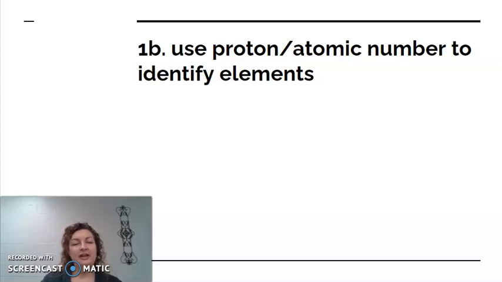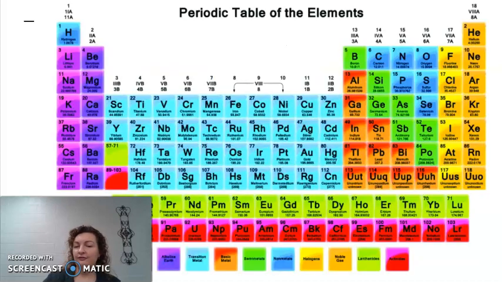So today we're going to look at 1B for our AKS portfolio. It says I can use proton atomic number to identify elements. So first off, if we look at our periodic table, you will notice that the atomic number is the top number here. So 1, 2, 3, 4, 5, 6, 7, 8, 9, 10. Do you see them? Those represent how many protons are in the nucleus of our atom.